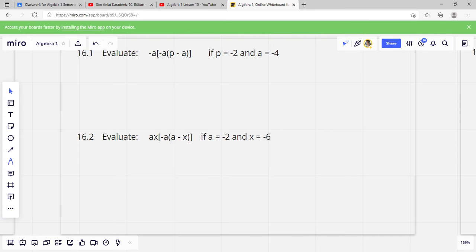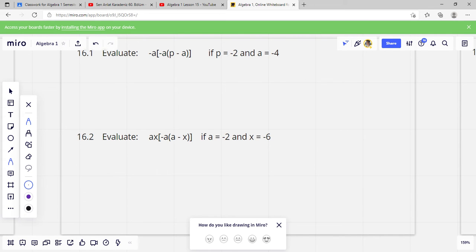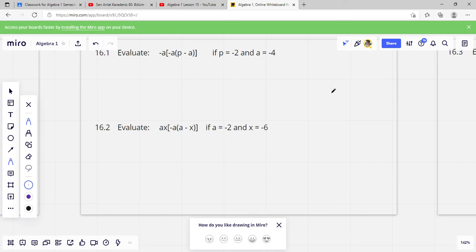So all we're doing is we're feeding in values of our variables. So in this one, it tells us that P is -2 and A is -4. Before I feed any of these in, I'm going to look at what my innermost part is. So that's going to be P minus A. If P is -2 minus -4, so I'm going to have -2 minus -4. These two negatives cancel each other, so then I have a +4 and a -2. That's going to be equal to 2. Okay, so that is what goes inside this parentheses.